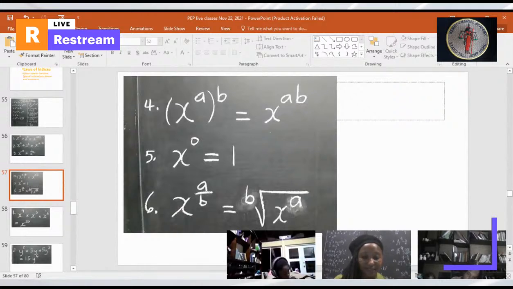These are the basic laws of indices, and you have to follow them. Remember, mathematics is a subject that is based on rules. And if you obey the rules, you will do well in the land of mathematics. So you start by first knowing the rules.